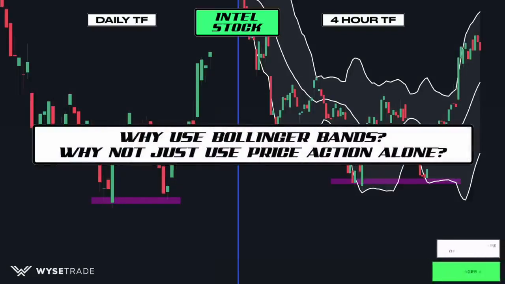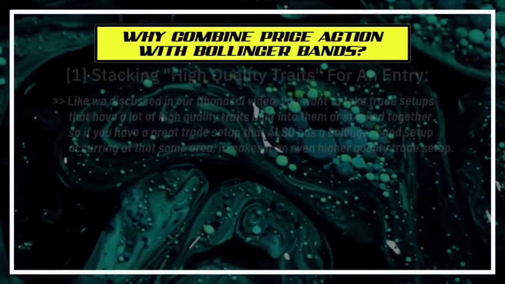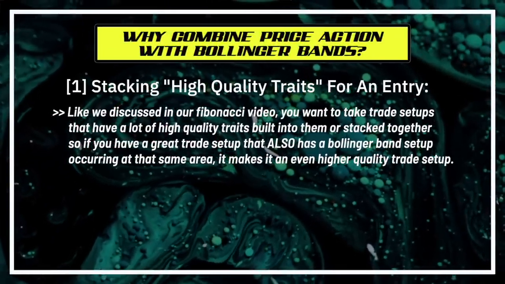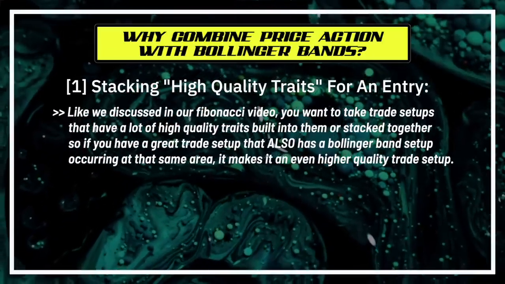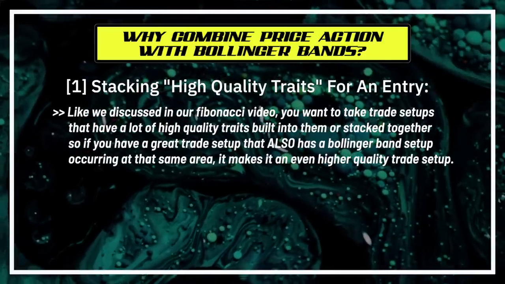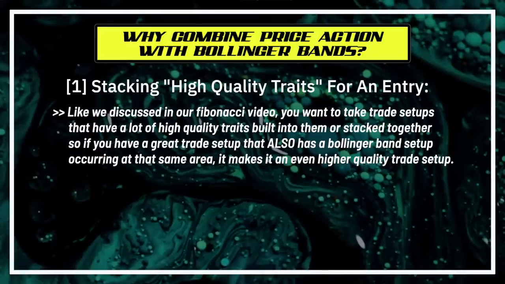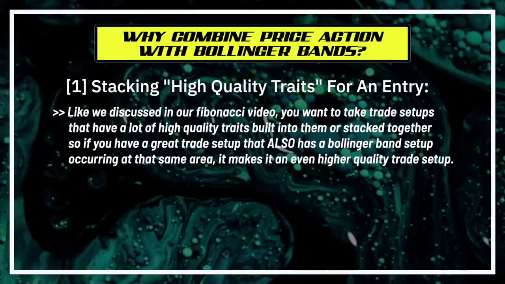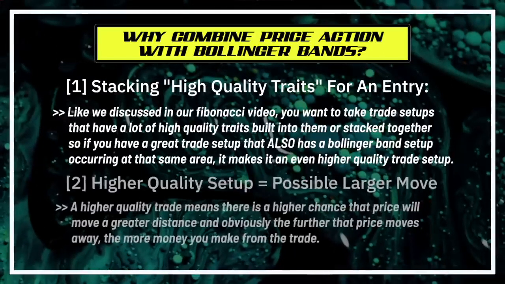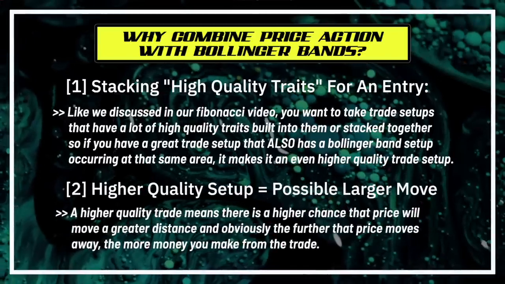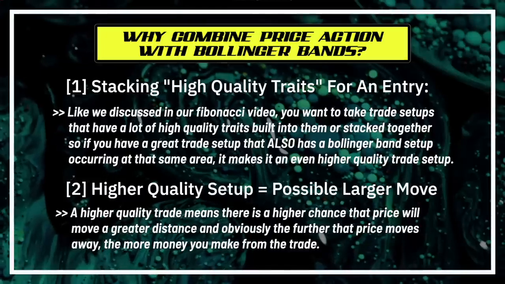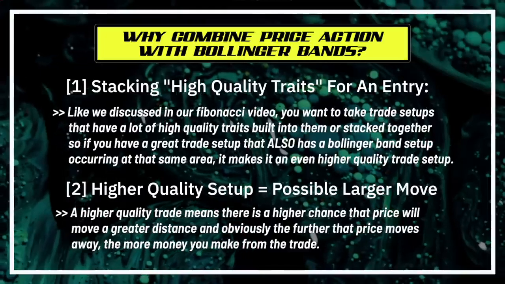Why not just take a trade with price action on its own? Like we discussed in our Fibonacci video, if you haven't seen it, make sure you go check that out. You want to take trade setups that have a lot of high quality traits built into them or stacked together. So if you have a great trade setup that also has a Bollinger Band setup occurring, it makes it an even higher quality trade setup. A higher quality trade means there is a higher chance that price will move a greater distance. And obviously, the further that price moves away, the more money you will make from the trade.